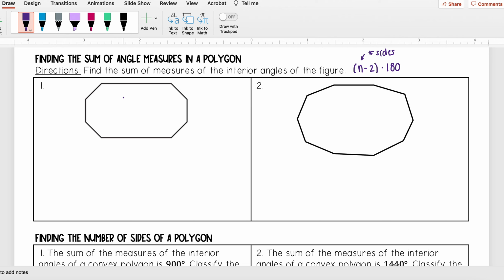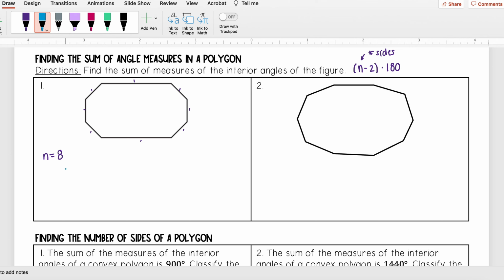So first, when I am going to find the sum of the measures of the interior angles of the figure, I need to figure out how many sides I have. So I'm just going to go ahead and count this out. I have 1, 2, 3, 4, 5, 6, 7, and 8. If you notice, I mark on my figure. It can be really easy to accidentally count a side twice or maybe to miss a side. So I like to put a little dot or some marking to show that I already counted that side. So I have that n is equal to 8.